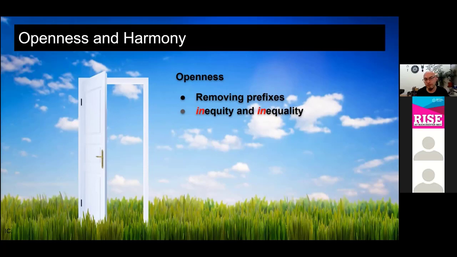Second, such a view requires highlighting equity and equality. For a true open ecosystem that works in harmony and open for everyone, we need to get rid of prefixes, and the words inequity and inequality should be deleted from every aspect of life, including education.